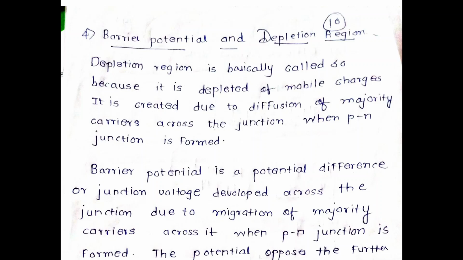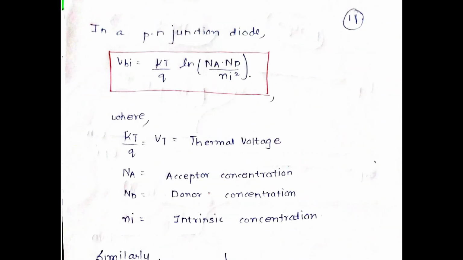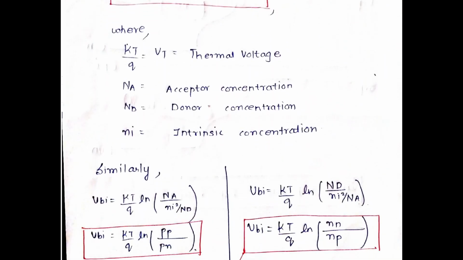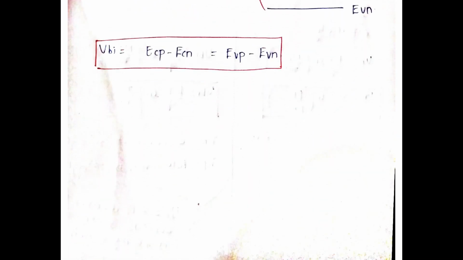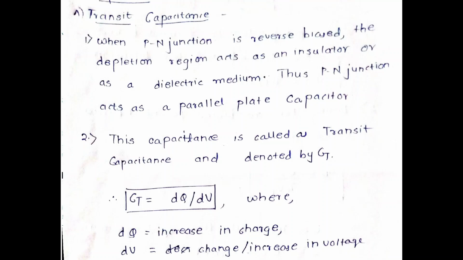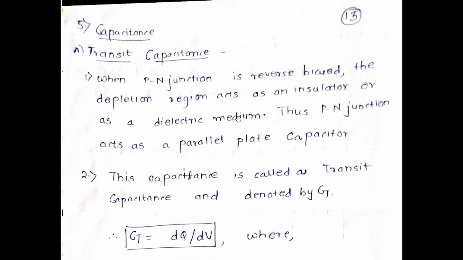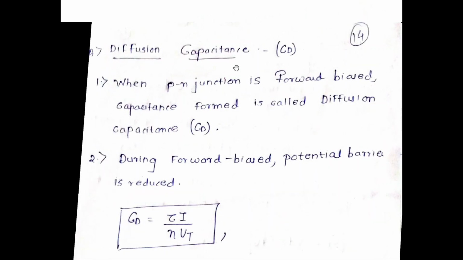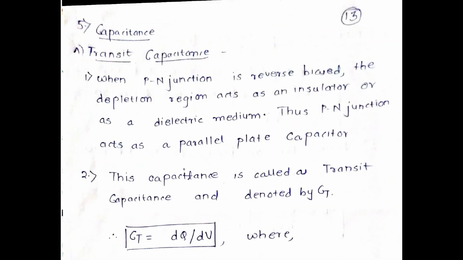So you should know about barrier potential, you should know about depletion region, you should know about what is VBI, you should know about these formulas very well, you should know this energy band diagram, you should know about transit capacitance, you should know about diffusion capacitance. Transit capacitance is reverse biased, hence acts like an insulator. Diffusion capacitance is in forward biased. The basic formulas you should be very aware about. So I hope you have understood these concepts very well.